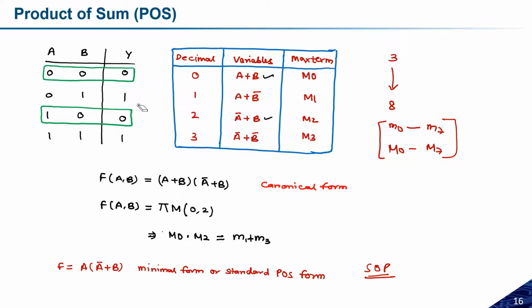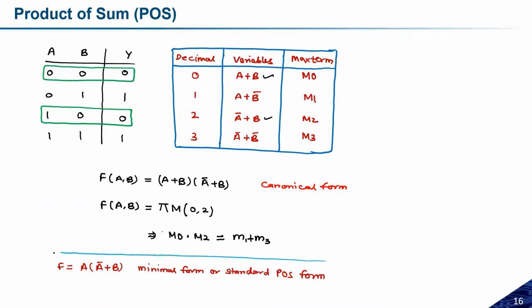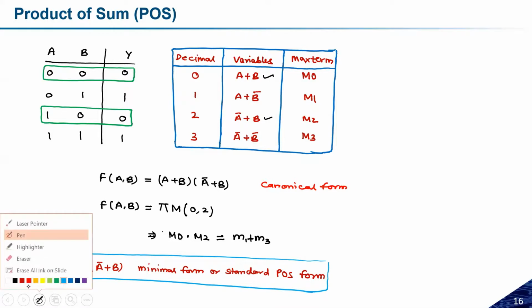Is there any doubt on the POS and the SOP? Anyone? If you have any doubt, you can ask. Otherwise, we can move ahead with how we can convert the standard form into the canonical form. Let me explain that. It's not that difficult.